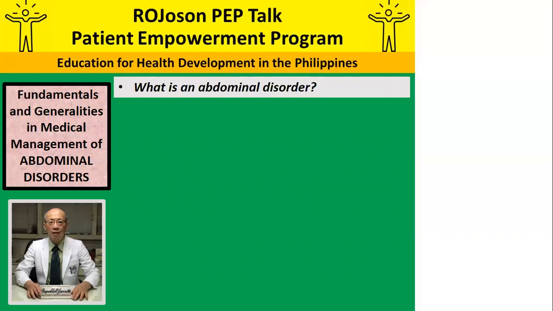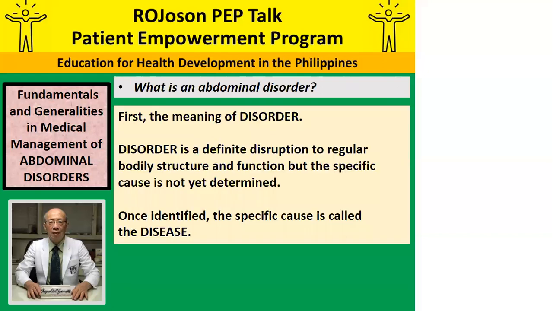Let's start with the first topic, which is what is an abdominal disorder. First, the meaning of disorder. Disorder is a definite disruption to the regular bodily structure and function, but the specific cause is not yet determined. Once identified, the specific cause is called the disease.